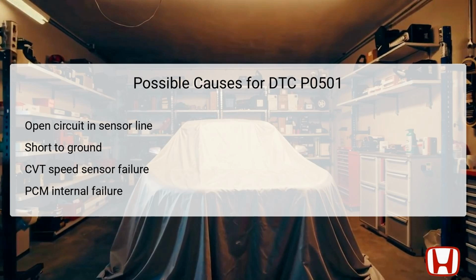An open circuit in the sensor line implies that there is a break or disconnection, which stops the signal from traveling to the PCM. Alternatively, a short to ground might allow unwanted current paths that confuse the PCM's readings. A failure within the CVT speed sensor itself can lead to inaccurate signal generation and thus skew the speed calculations. Furthermore, issues within the PCM itself could prevent it from accurately interpreting the signals it receives. Each of these possibilities can disrupt the delicate balance that the CVT relies on for proper functioning.